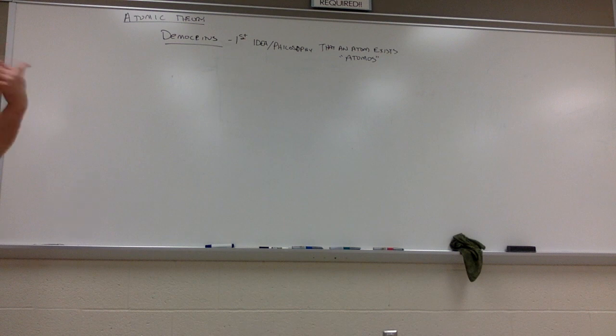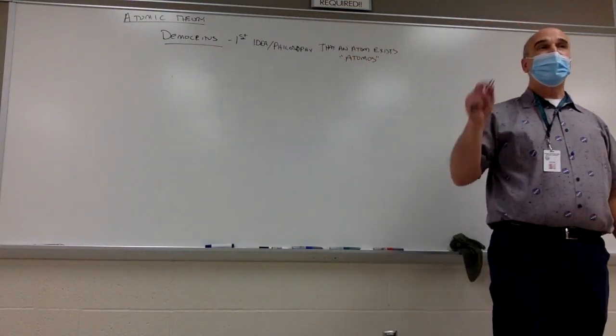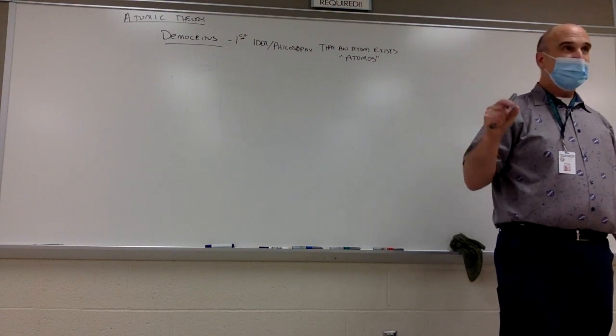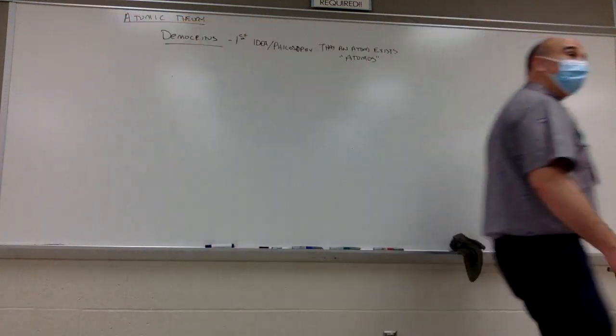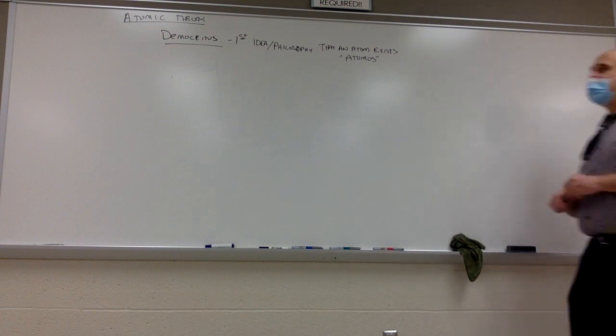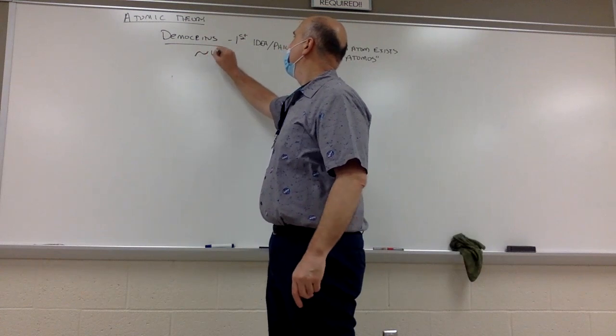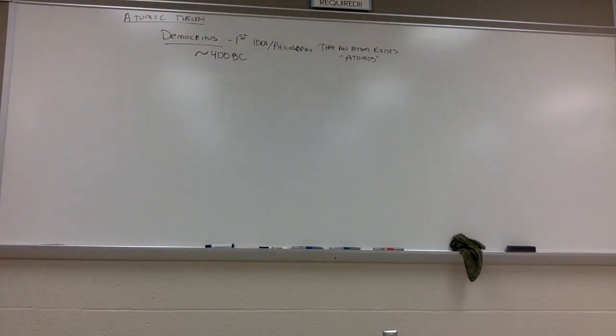People were just sitting around thinking about stuff like, I wonder what makes stuff up. And he thought, well, I think that if you keep dividing matter down, you're eventually going to reach a small piece that you can't break down any further, okay? And he called these pieces atomos, and that's where the term atom comes from. This was in about 400 BC. We just have approximate dates. So around 400 BC is when Democritus came up with this idea that atoms exist.